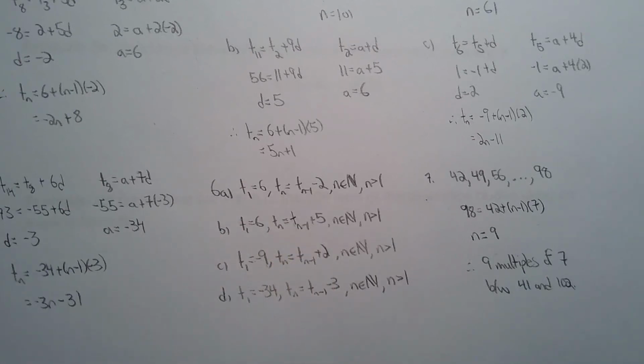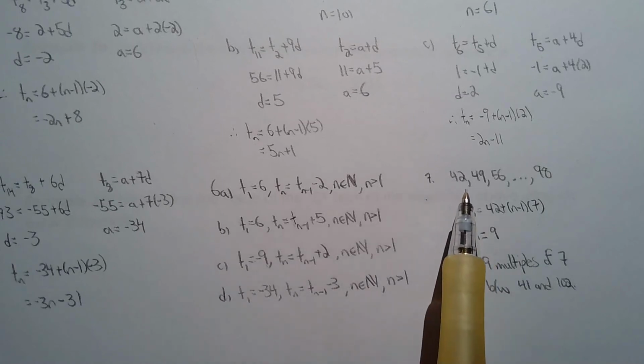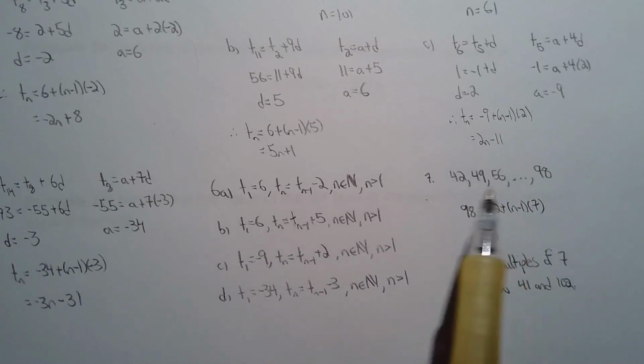All right, question 7. How many multiples are there between 41 and 102? So the first multiple is 42 and the last one is 98. So treat it as an arithmetic sequence and see how many terms there are in this sequence. Once you know the number of terms, you know the number of multiples. And that's the solutions for arithmetic sequences.